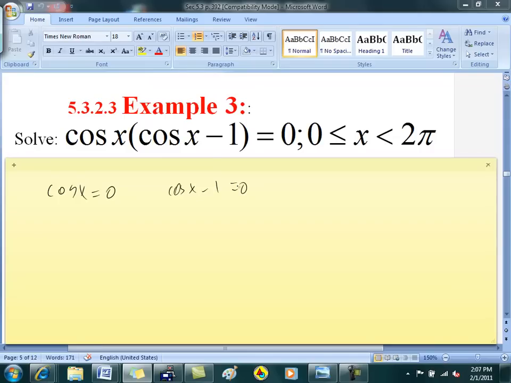Right? So that means from here, x is equal to? Zero. Is that the only one? No. It cannot be negative angles. Your answer's got to be between 0 and 2 pi. Oh, okay. 3 pi over 2. Okay? And from this guy, cosine x equals 1, and your answer is 0. Okay, is everybody all right here? Yeah? Okay.